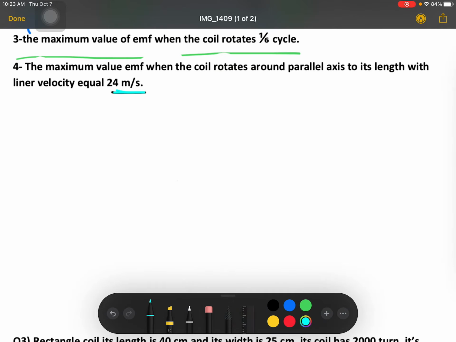So how can we solve this one? If you remember the relation, you now have to find the relation between the omega, the circular velocity, and the linear velocity. Who remembers the equation? So omega was equal to the linear velocity over the radius. So the linear velocity here is 24. What about the radius?